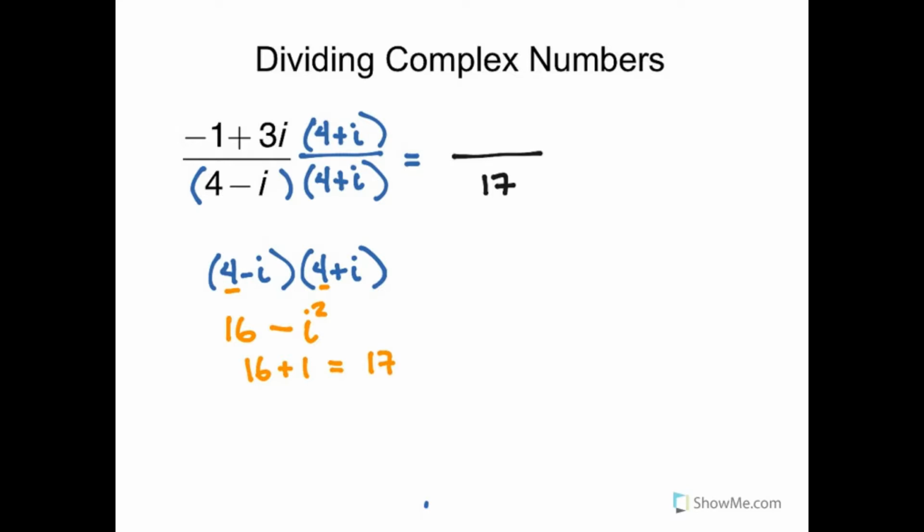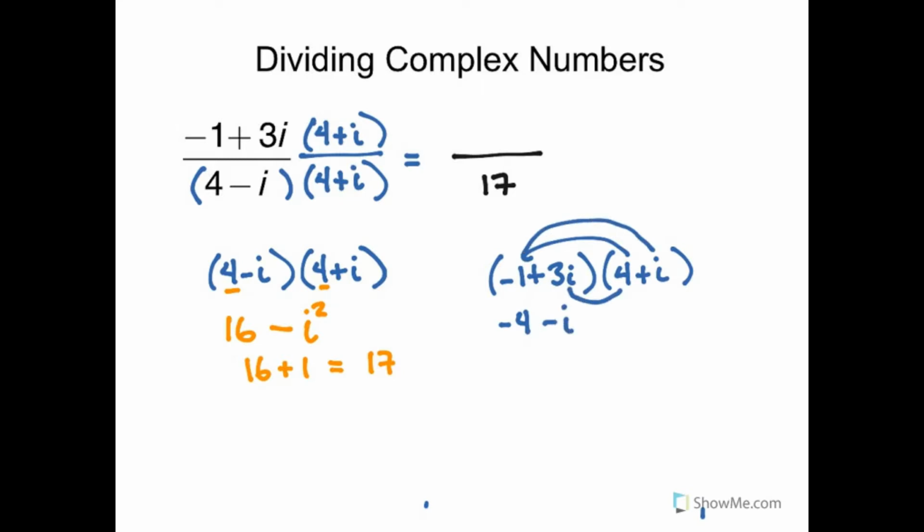If I multiply the top numbers, negative 1 plus 3i times 4 plus i, I get negative 1 times 4, negative 4. Negative 1 times i, negative i. 3i times 4, 12i. And 3i times i, which is 3 times i squared, or negative 3. Negative 4 plus negative 3 is negative 7, and negative i plus 12i is plus 11i.